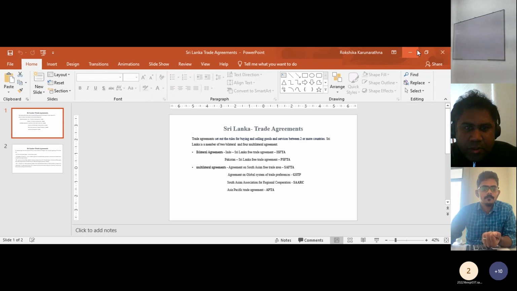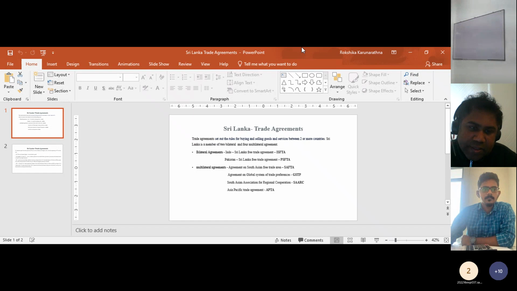Okay, our topic is Sri Lanka trade agreements. Trade agreements set out the rules for the buying and selling of goods and services between two or more countries, and Sri Lanka is a member of two bilateral and four multilateral agreements. Bilateral agreements are mainly with India. One major agreement is the Indo-Sri Lanka Free Trade Agreement, and also the Pakistan-Sri Lanka Free Trade Agreement. When it comes to multilateral agreements, we have the South Asia Free Trade Area, the Global System of Trade Preferences, the South Asian Association for Regional Cooperation, and the Asia Pacific Trade Agreement.